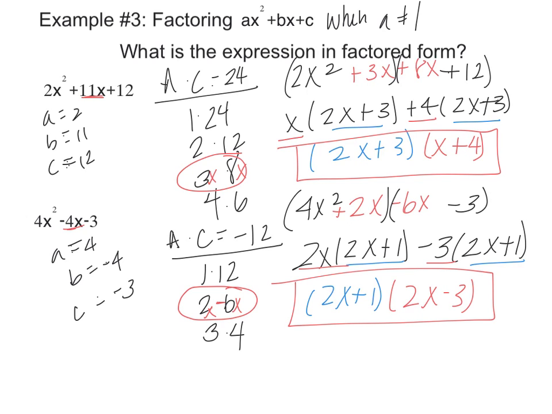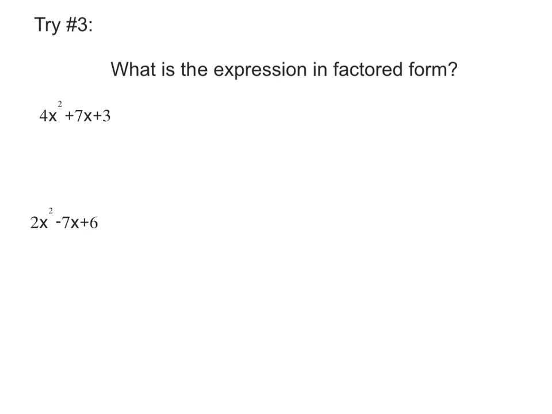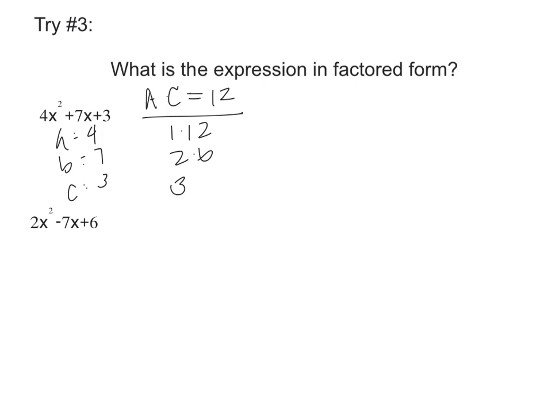And we're done. So let's try this again with number 3. We're going to find A, B, and C. So A is 4, B is 7, C is 3. AC would give us 12. Factors of 12 are 1 and 12, 2 and 6, 3 and 4. The factors that would give us 7x would be 3x and 4x. So I need to rewrite 4x squared and positive 3 and put 3x and 4x in the middle.